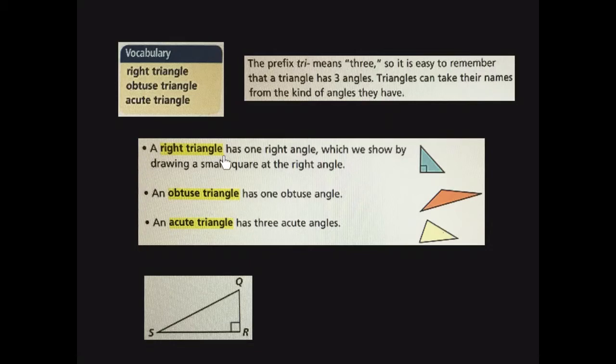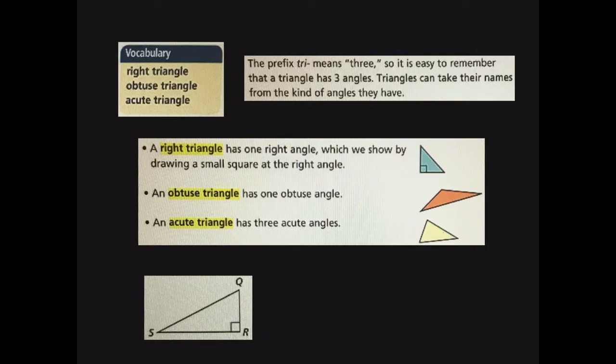A right triangle has one right angle, which we show by drawing a small square at the right angle, shown here. An obtuse triangle has one obtuse angle. That would be this one here. It's greater than 90 degrees. And an acute triangle has three acute angles. So here you can see 1, 2, 3 angles that are less than 90.